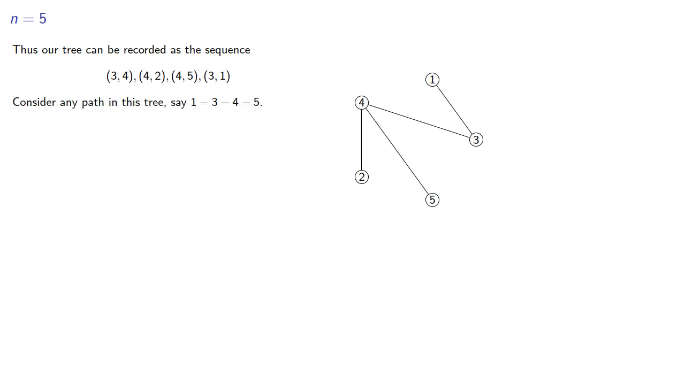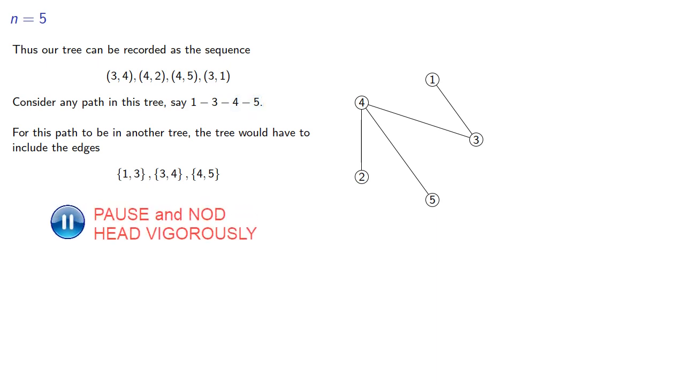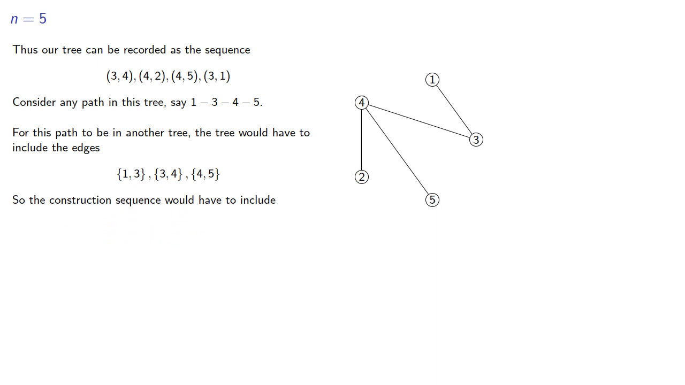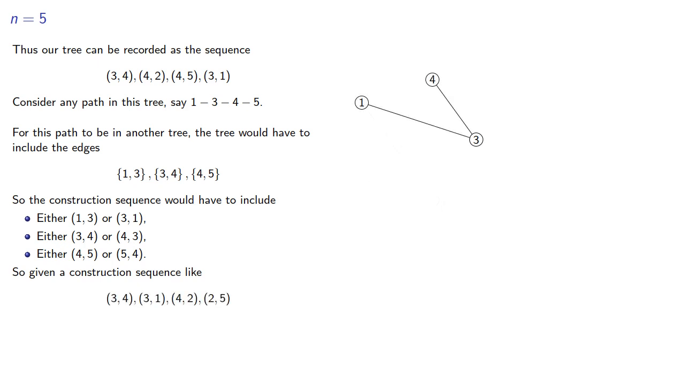Now consider any path in this tree, say 1 to 3 to 4 to 5. For this path to be in another tree, the tree would have to include the edges 1 to 3, 3 to 4, and 4 to 5. And so our construction sequence would have to include either 1, 3, or 3, 1, either 3, 4, or 4, 3, or either 4, 5, or 5, 4. So given a construction sequence like 3, 4, 3, 1, 4, 2, 2, 5, we can immediately decide whether this is the same labeling.